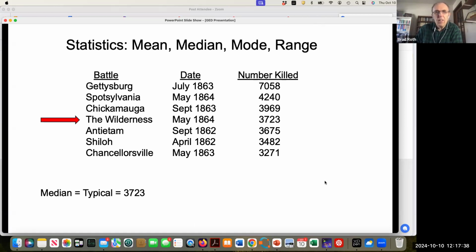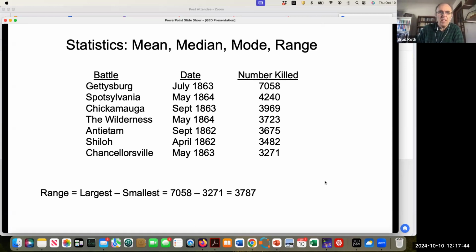Now, if you've lined the data up in order, it's easy to get the range, because the range is the largest minus the smallest. So in this case, you take 7,058 and you subtract 3,271, and the range would just be 3,787.